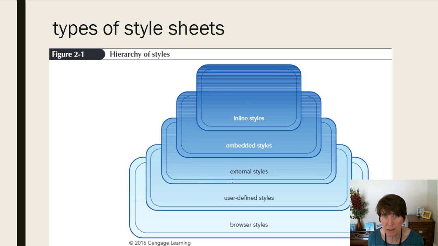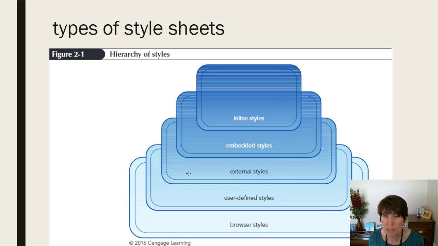Now, there's an exception to that. If the user sets their styles to important, then it outranks everything. So no matter what the author does, the user's important styles will take precedence.